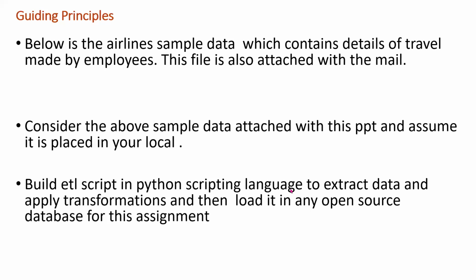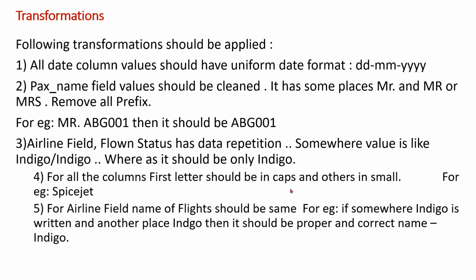I have given the solution. These are the guidelines, these are the transformations. The transformations we have to do are that all the date columns should be in a uniform date format. All the passenger name fields should be cleaned properly. Somewhere it is Mr., there it is capital MR, somewhere it is Mr. Remove all the prefixes. And the airline field has data repetition. Somewhere it is like Indigo, it should be Indigo only. The spelling mistakes are also there. And also the first letter has to be capital, all others should be small. So this is how some of the transformations will be.